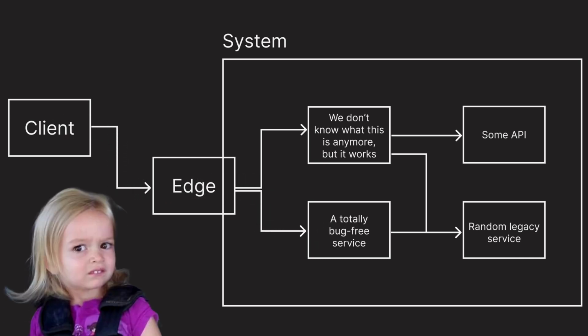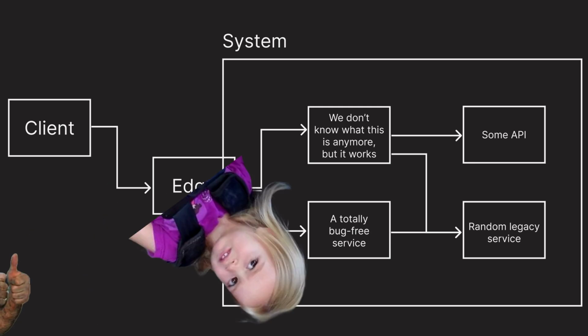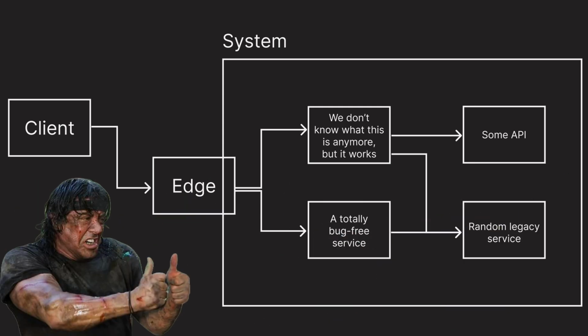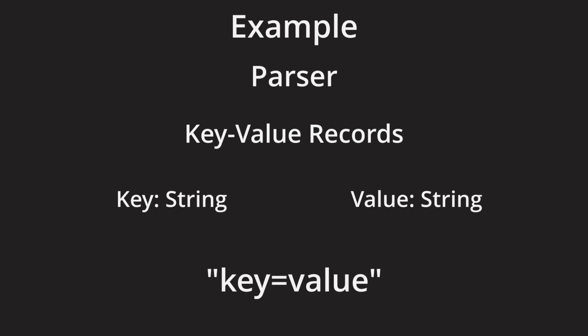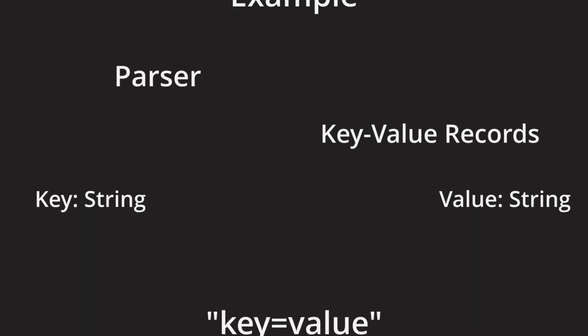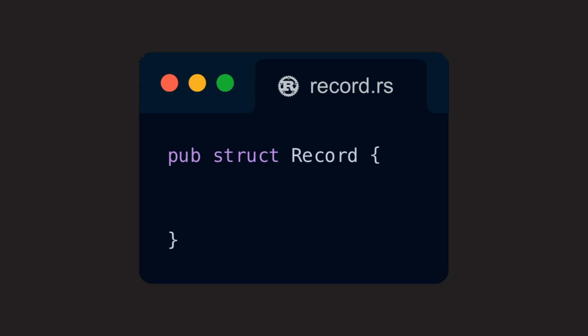But hey, do you know what's better than to drown in theory? To do something practical. So let's create a small example to experience different states of errors in Rust and how to deal with them. Let's imagine we are building a small parser for key value records. All keys and all values are simply strings, and a record can be represented as a string with an equal sign in between. We can create a small struct to represent our record and give it two string properties for its key and its value.